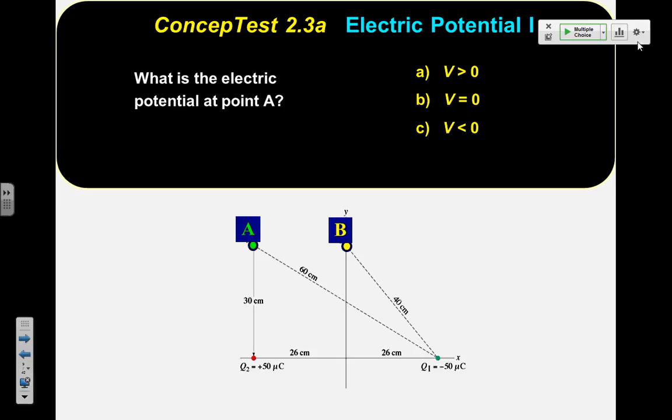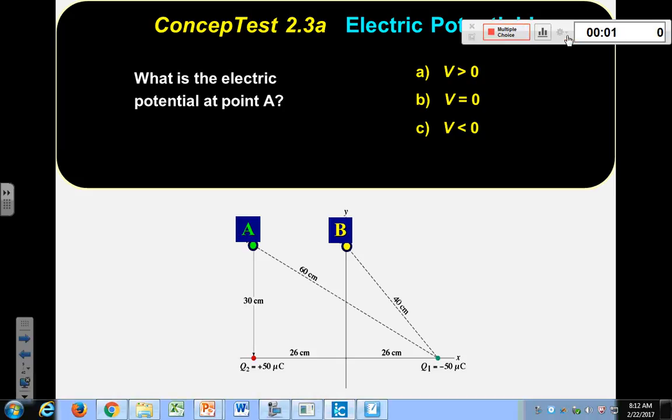Let's see. What is the electric potential at point A? What you have here is a plus 50 microcoulomb charge and a minus 50 microcoulomb charge. I want to know at point A, is my potential bigger than 0, equal to 0, or less than 0? Remember, potential is a scalar quantity. Though you can have negative potentials, it doesn't have anything to do with direction. It only has to do with the relative energy of the place. So because of these two charges, what is the potential at point A? Is it positive, 0, or negative?